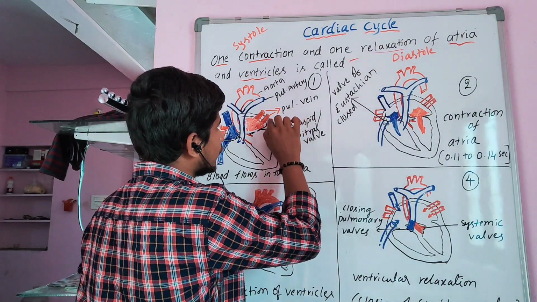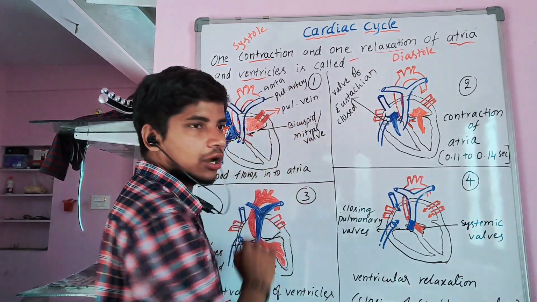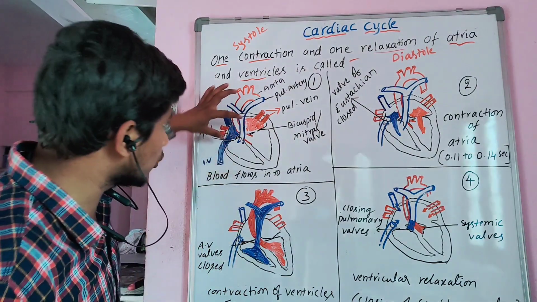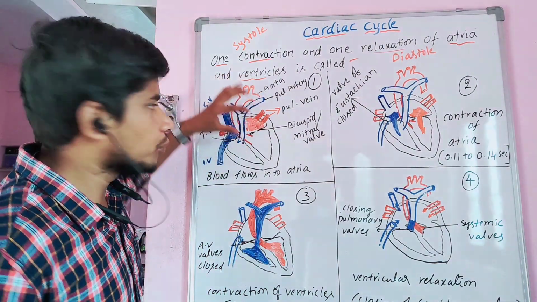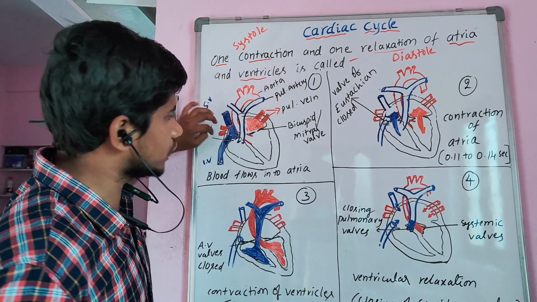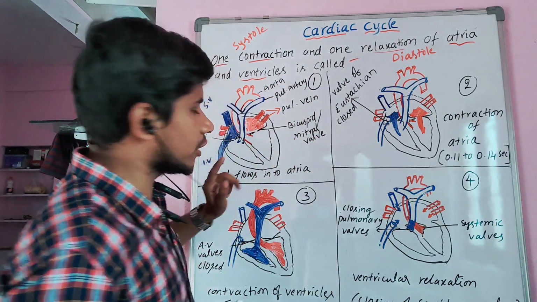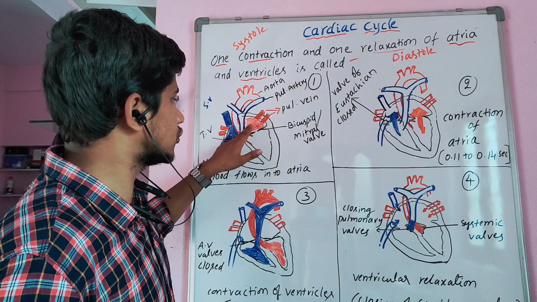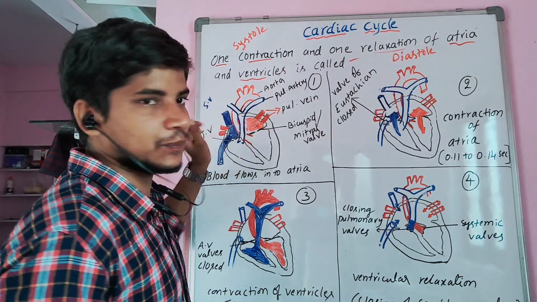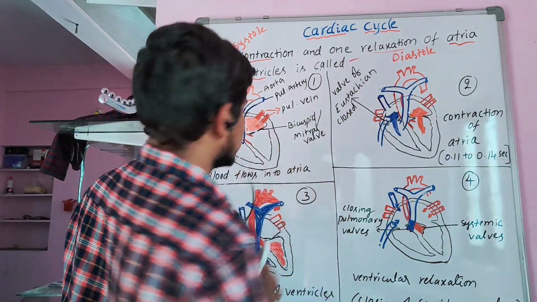Simultaneously, the pulmonary veins collect the blood from the lungs. Which blood? That is the oxygenated blood, which we show with the red color. So both auricles fill at once with their respective blood. That means the right auricle has the deoxygenated blood and the left auricle has the oxygenated blood. There is no chance of mixing these two bloods because there is a septum. The auricular septum is there, so there is no chance of mixing between the two auricles.